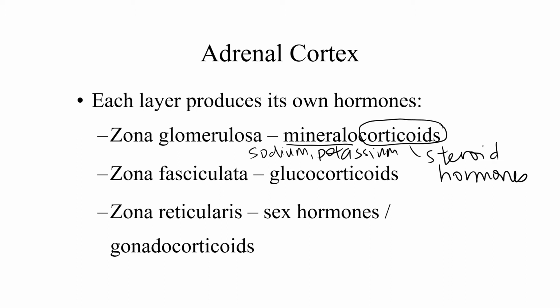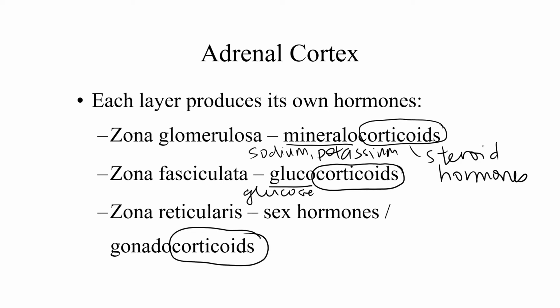Let's do the next term, glucocorticoids. Corticoids say I'm a steroid hormone, and guess what we regulate? We regulate glucose or sugar. Last, we have gonadocorticoids, and of course corticoids say that these are steroid hormones, and they regulate the gonads or sex organs such as testes and ovaries. Another great built-in clue is this: the word cortex is in these words as well. So just a good reminder that these steroid hormones are in fact produced by the adrenal cortex.